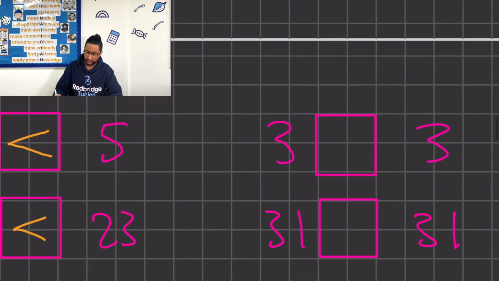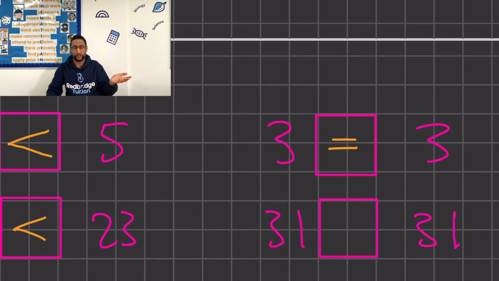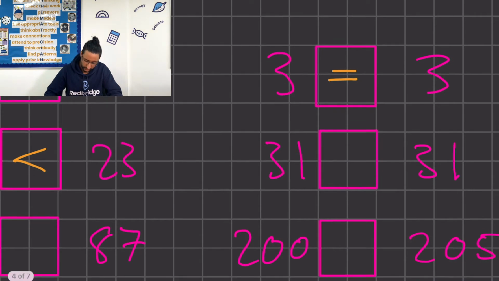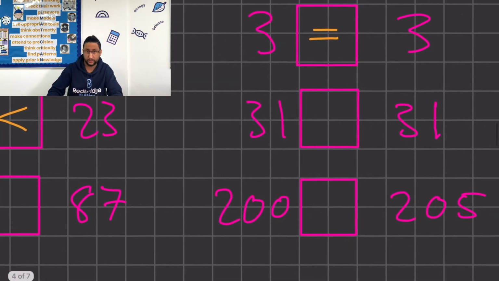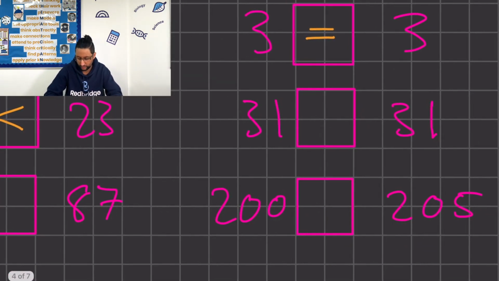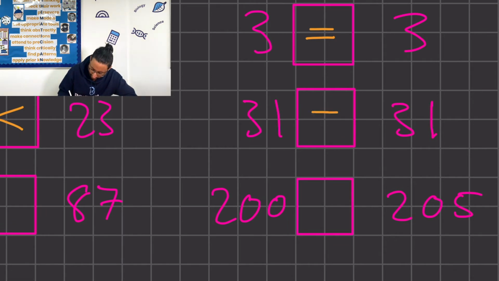We have 3 on one side and 3 on the other side. So this one will be equals. It means that the left-hand side is exactly the same as the right-hand side. They're balanced. And 31 and 31, okay, that's equals as well. They're both equal to each other.